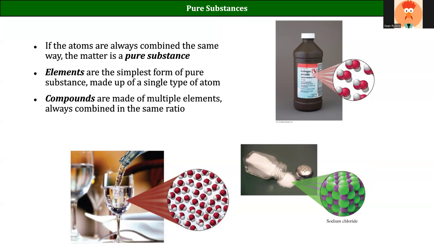So H2O means 2 hydrogens for every 1 oxygen. You can have H2O2. That's not water.